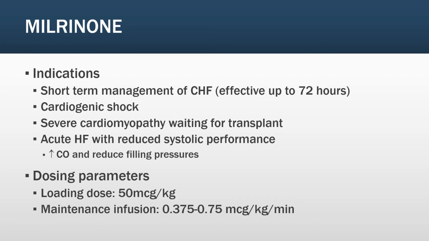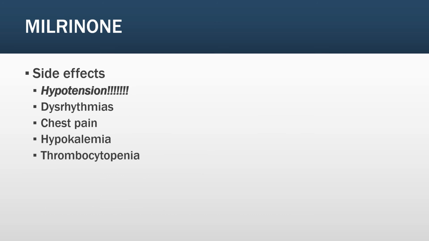Milrinone has a long half-life and requires a loading dose to achieve steady-state levels. The typical dose range for an infusion is 0.375 to 0.75 micrograms per kilogram per minute. And like dobutamine, milrinone is typically titrated to cardiac index. Side effects for milrinone, big one, hypotension, because of that vasodilation it causes. It can also cause dysrhythmias, chest pain, hypokalemia, and thrombocytopenia.